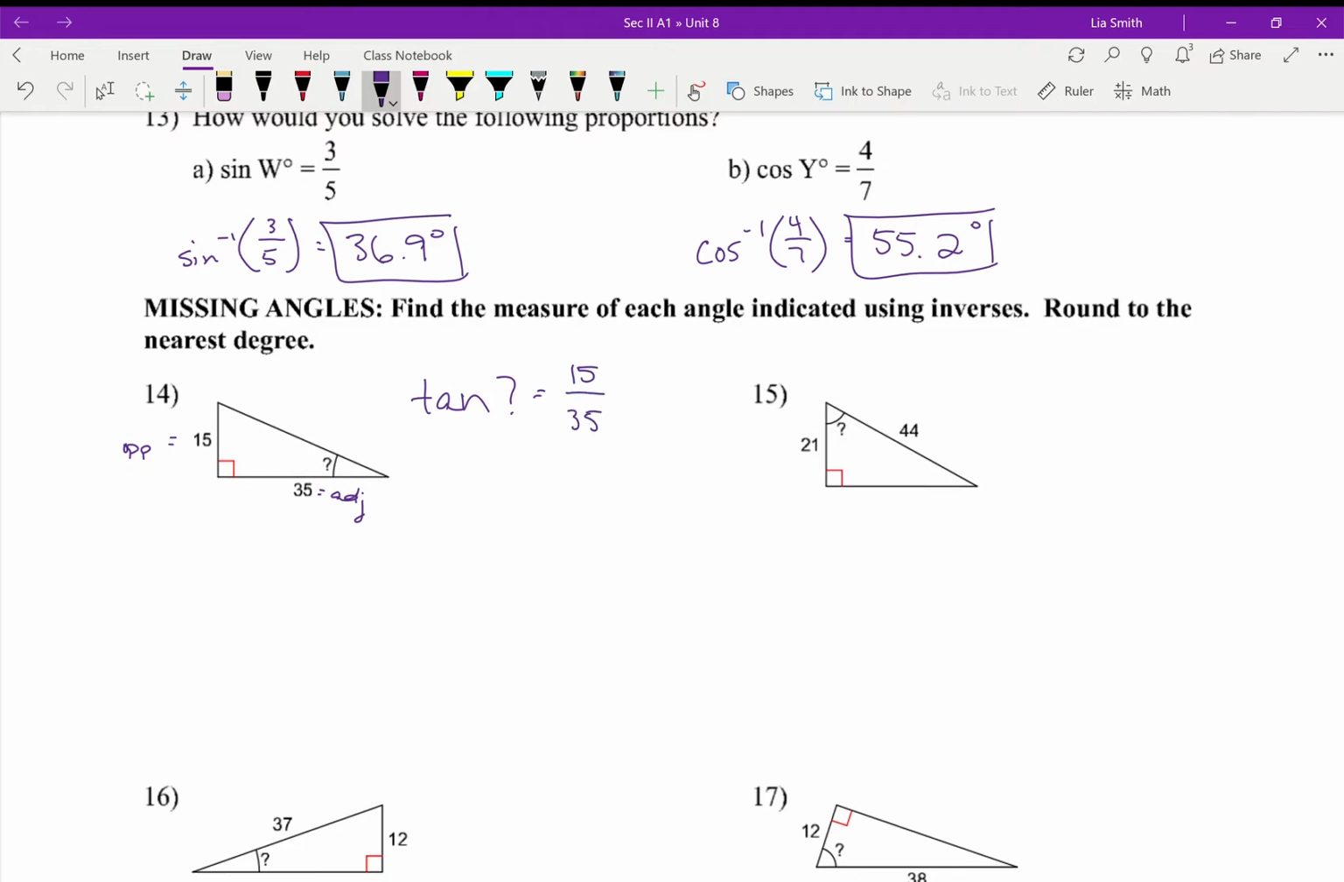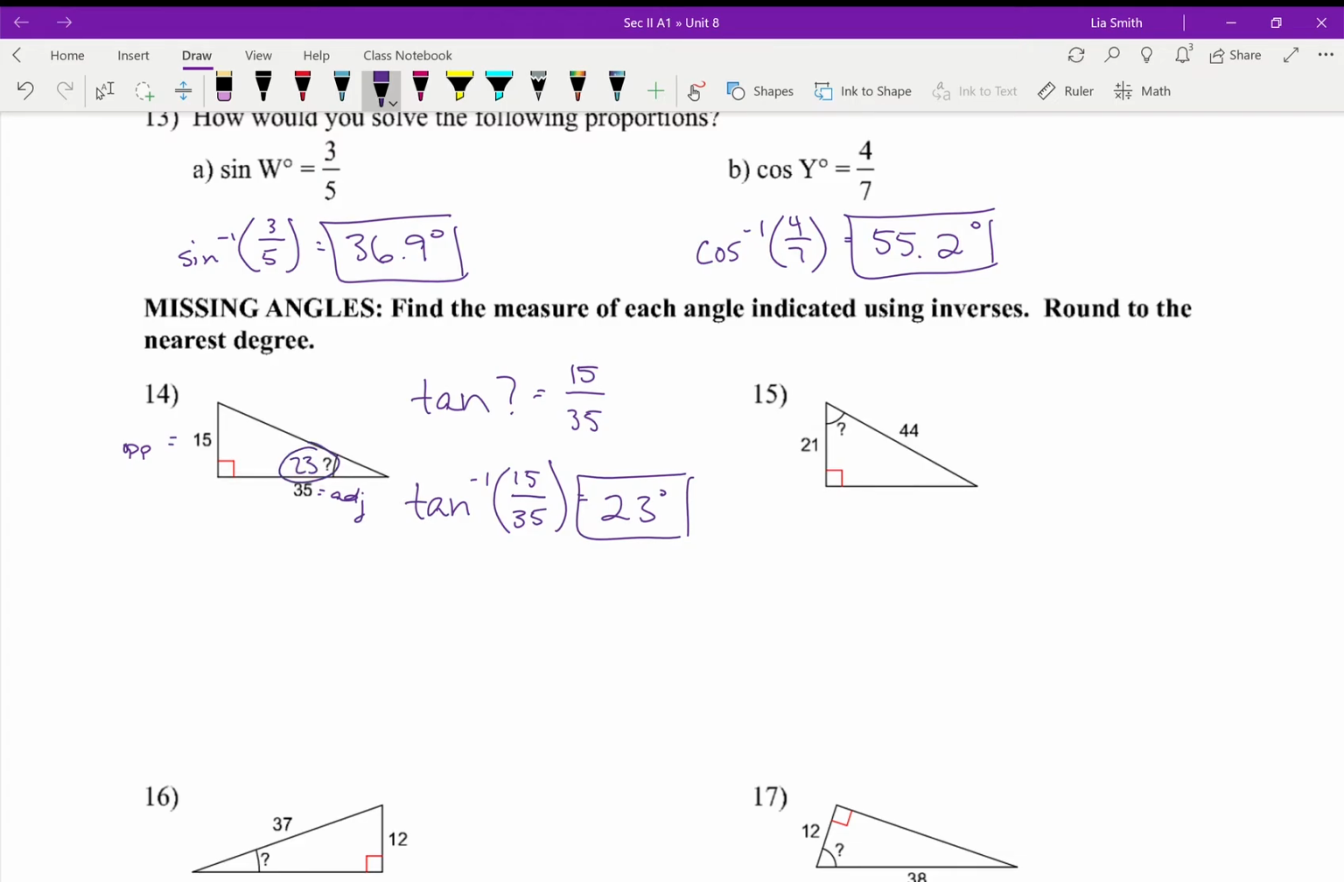So how do I find the angle? I would do the inverse of tangent of 15 over 35. And I would leave things as a fraction to avoid any rounding errors. So I type that in my calculator and I find out that my missing angle is 23 degrees.